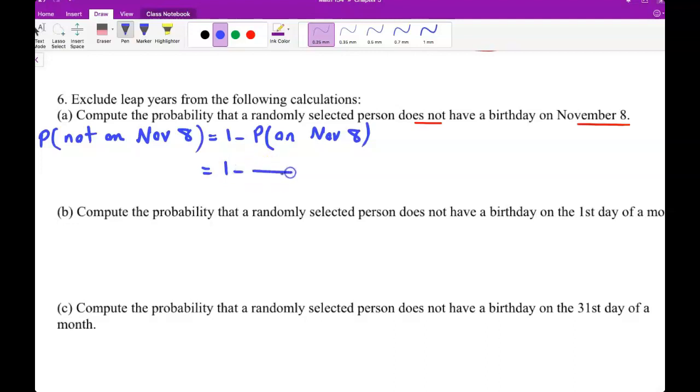1 minus how many November 8s we have in a year? We only have one day, that is November 8. And in total, how many days we have in a year? 365. Okay, rounding it, that is the answer.